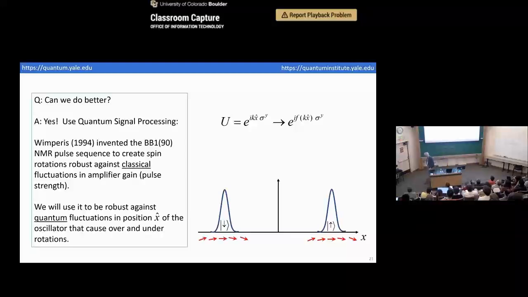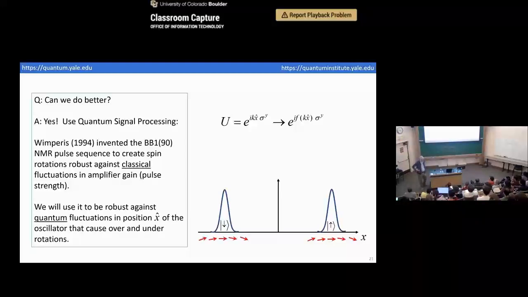Okay, so can we do better? Yes, and the secret to success is stealing good ideas from other fields. And in 1994, this guy, Wim Paris, who was doing nuclear magnetic resonance experiments, and you have a kilowatt amplifier, and you're sending this giant microwave pulse into this coil to make an oscillating magnetic field to turn over some nuclear spins by pi over 2. And a kilowatt amplifier is a big thing, and it's got diodes, and it's got temperature dependence of the resistance in the coil and gain fluctuations. And so it's very hard to get a very precise pi over 2 rotation.